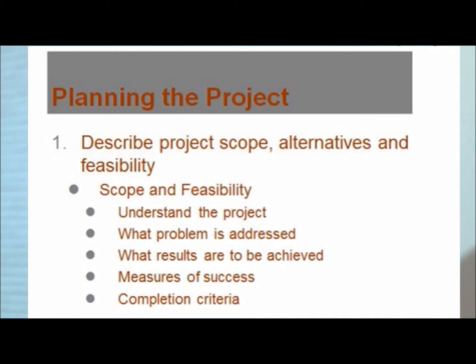As I mentioned a little bit earlier, here we have planning the project. So we've initiated and now we're going to plan. So under planning the project, we need to describe the scope, alternatives, and feasibility. And so, as I said a couple of times now on scope, scope is what's included. It's the piece that we've got. I'm going to make that a circle. There you go. What's in.